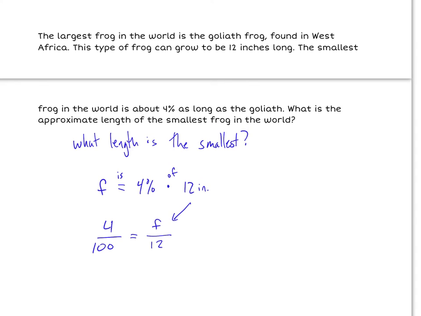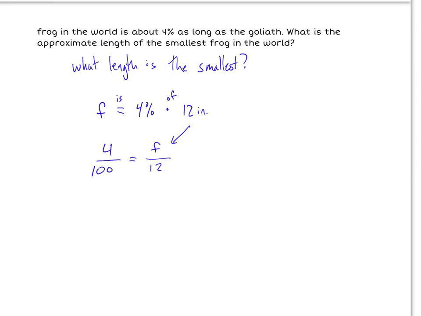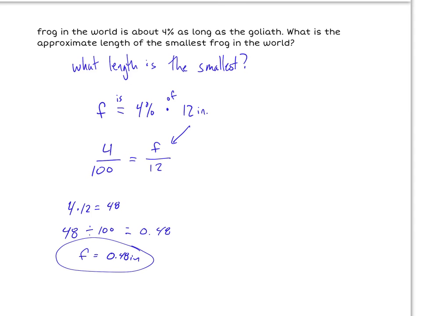So cross multiply. We would do 4 times 12 equals 48. And then we do 48 divided by 100. Are we following what I did there? Okay. And that equals 0.48. So the smallest frog equals 0.48 inches. So that's the proportion way.